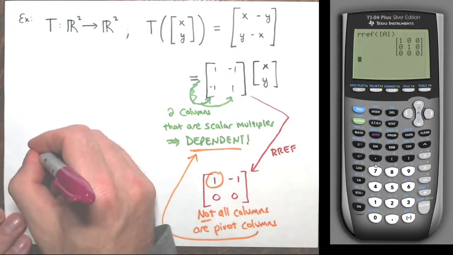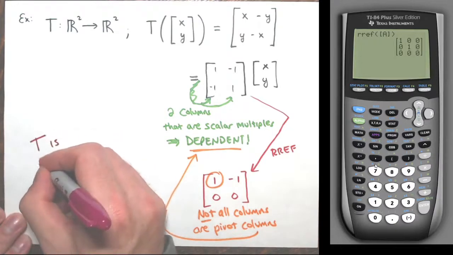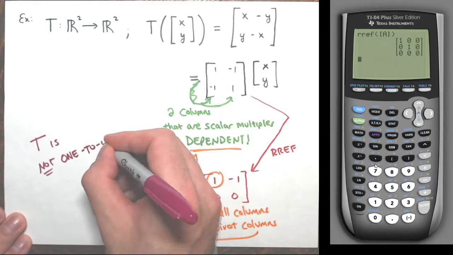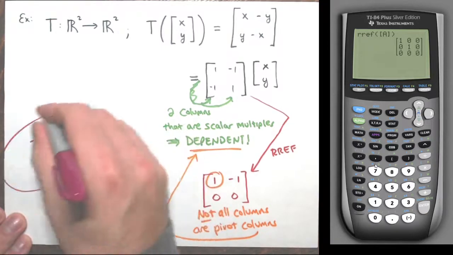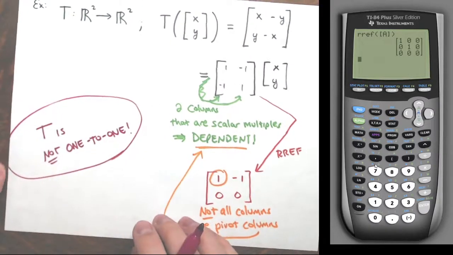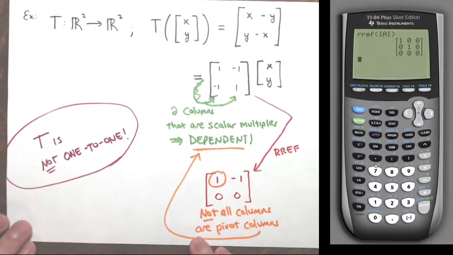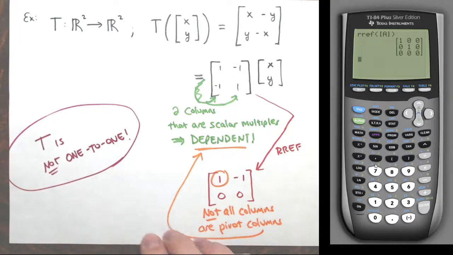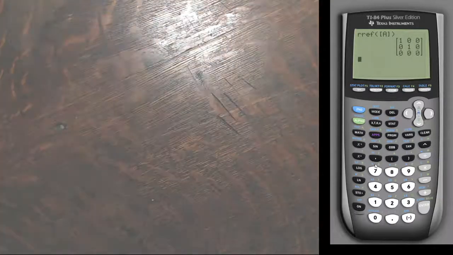So T is not 1-to-1, right? It's only going to be 1-to-1 when the columns of the standard matrix are independent, not dependent. And that's exactly what we showed before, right? Showed that this was not 1-to-1 before.